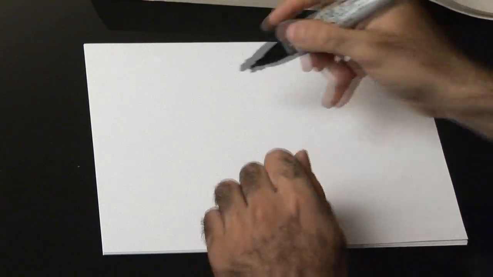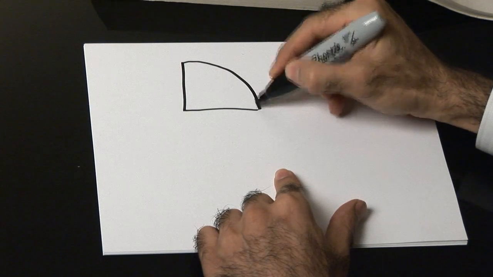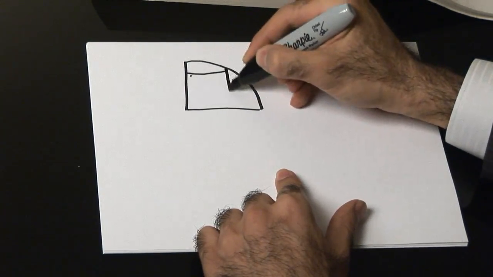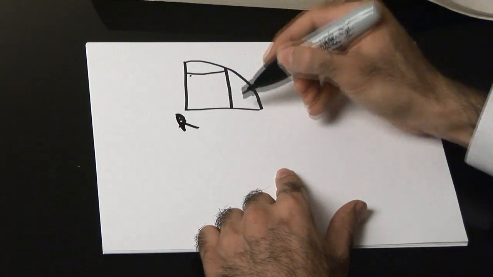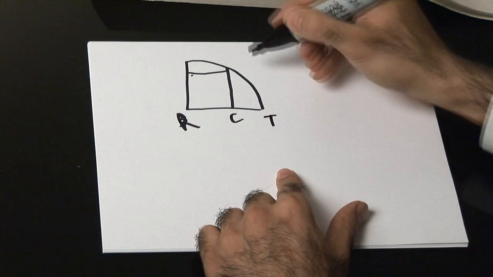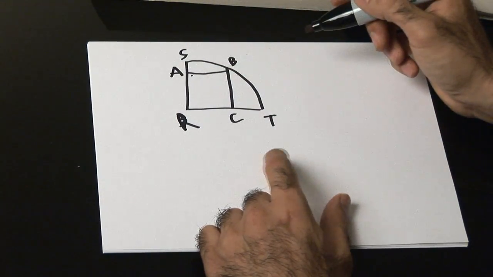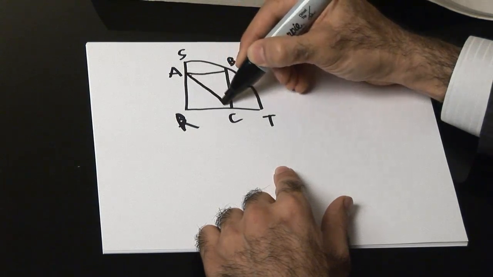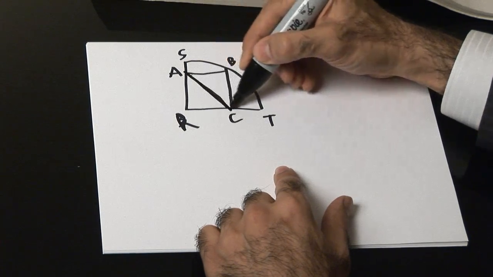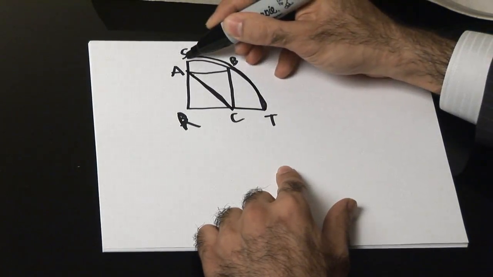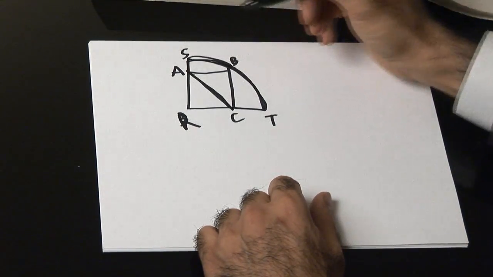So let's go ahead and redraw this. So we have a quarter circle. And then inside of that circle, we have this rectangle, and this is R, C, T, B, and this is S, and that is A. And this is line AC. And we need to find the perimeter of this thing over here. So there's going to be several parts of it. Some of the parts are going to be pretty easy. Some parts are going to be more difficult.